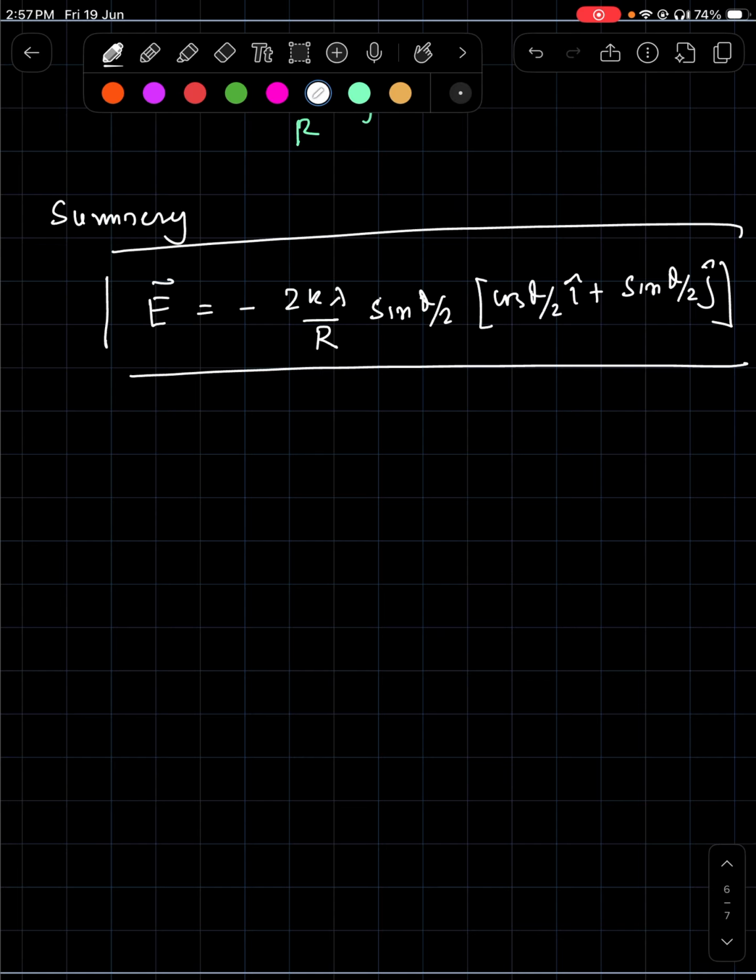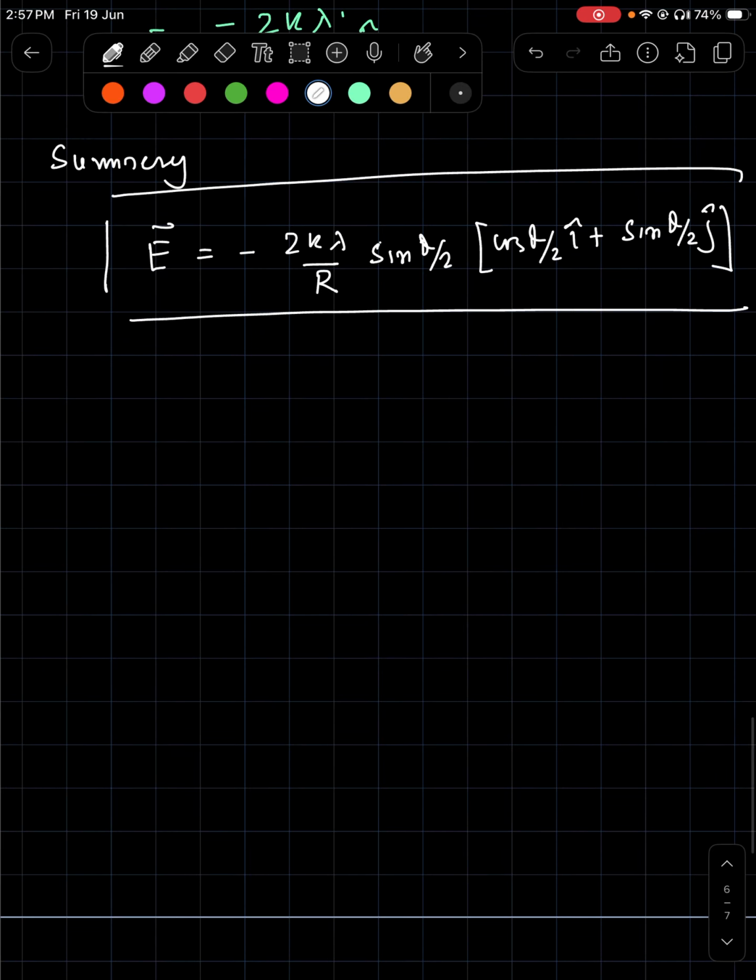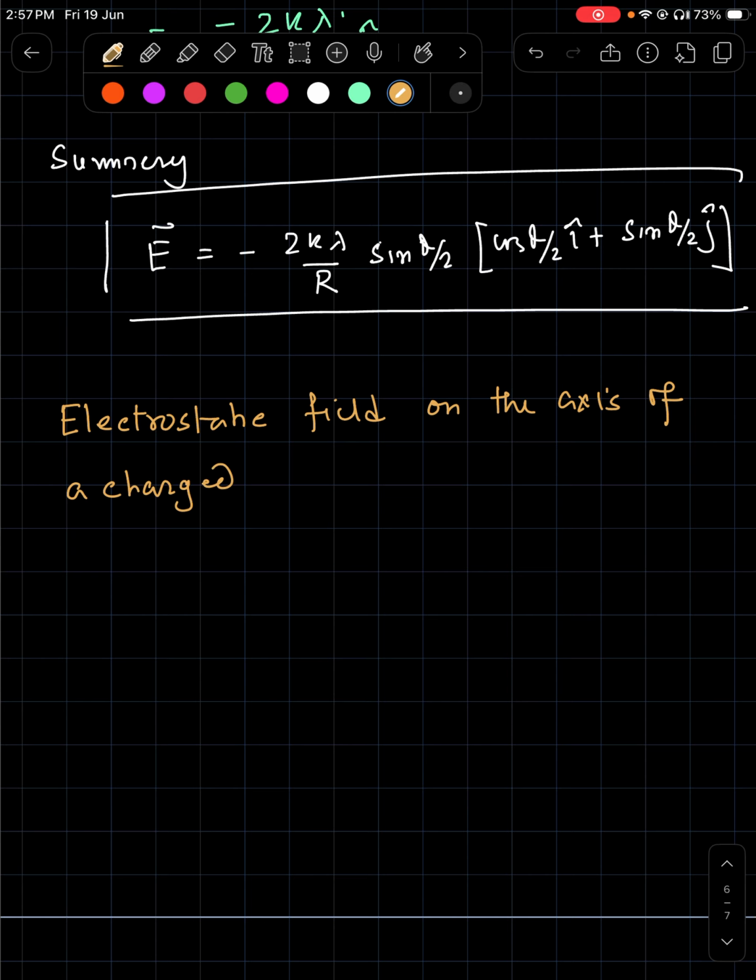Next we are going to solve another problem. It is the electrostatic field on the axis of a charged ring or charged loop.